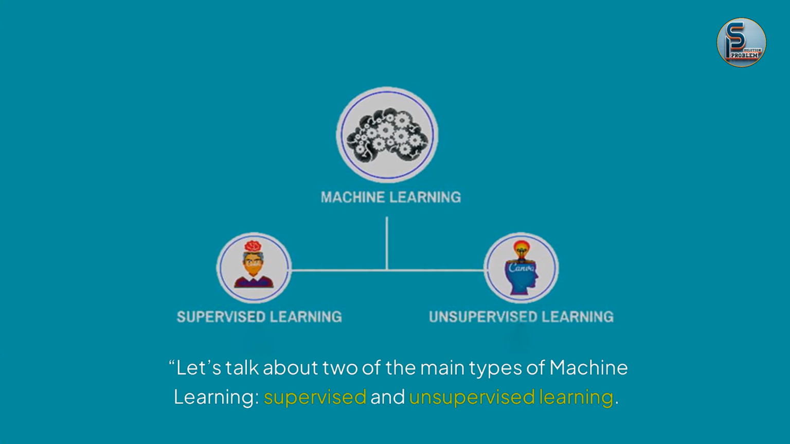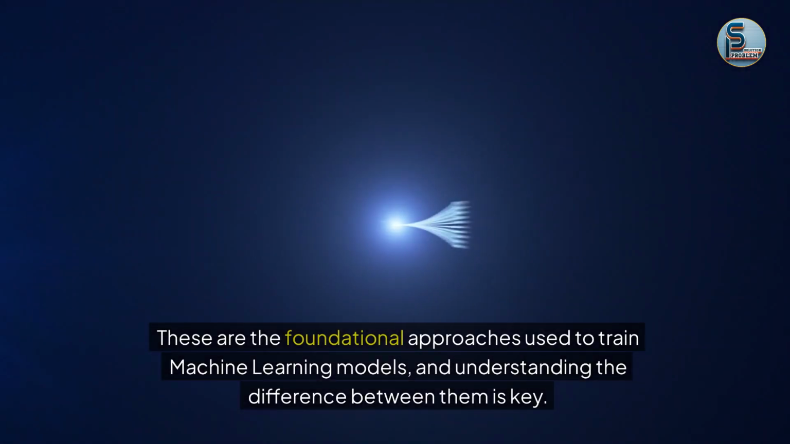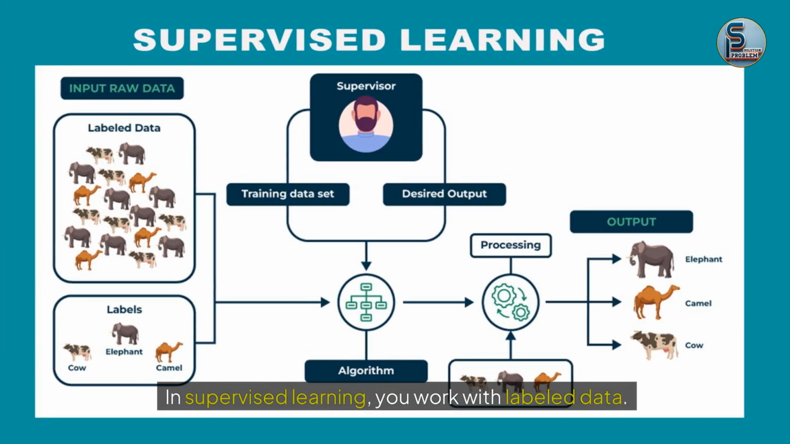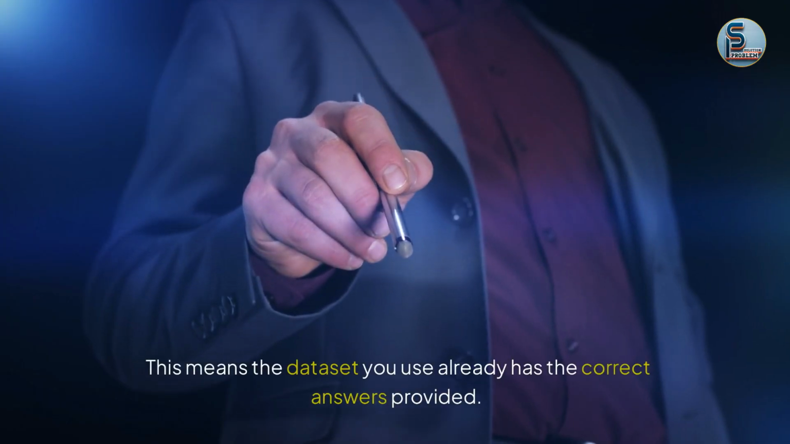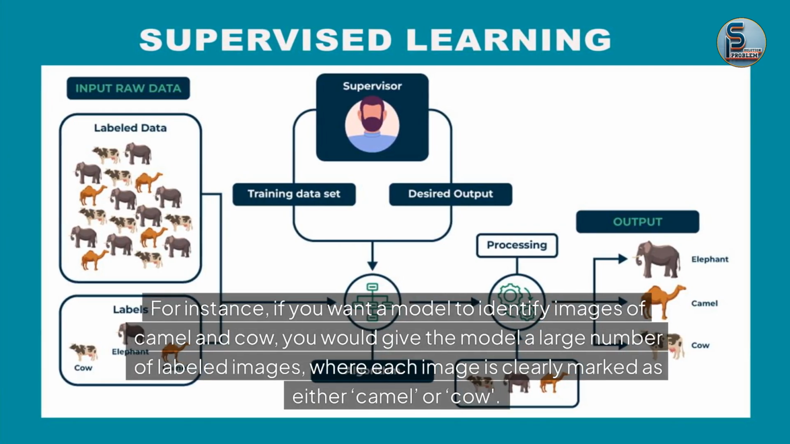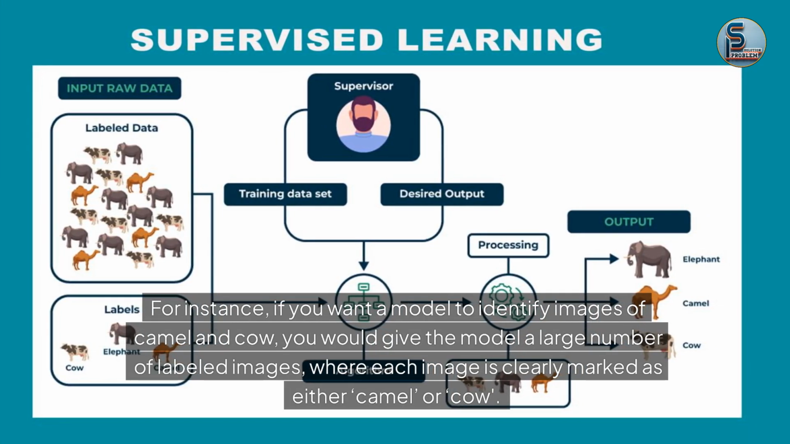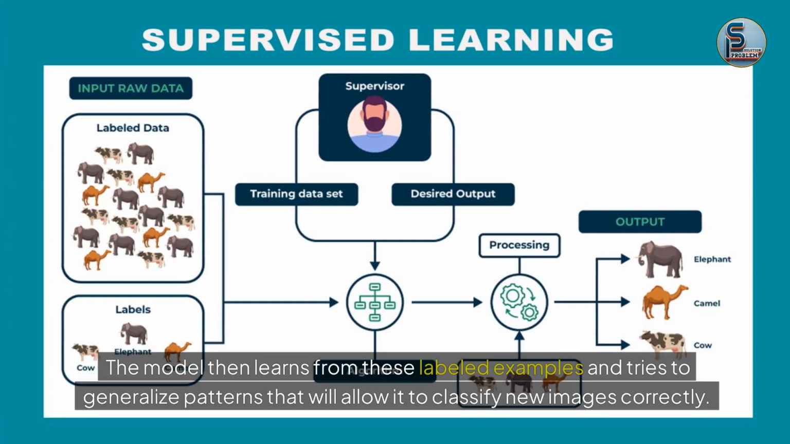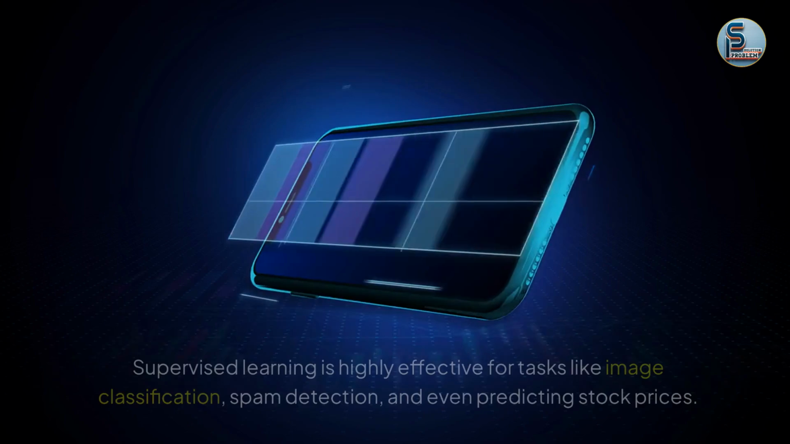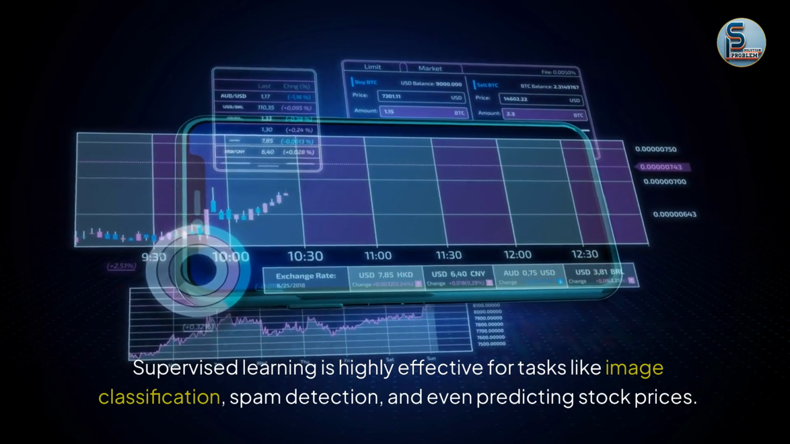Let's talk about two of the main types of machine learning: supervised and unsupervised learning. These are the foundational approaches used to train machine learning models, and understanding the difference between them is key. In supervised learning, you work with labeled data. This means the dataset you use already has the correct answers provided. For instance, if you want a model to identify images of camel and cow, you would give the model a large number of labeled images, where each image is clearly marked as either camel or cow. The model then learns from these labeled examples and tries to generalize patterns that will allow it to classify new images correctly. Supervised learning is highly effective for tasks like image classification, spam detection, and even predicting stock prices.